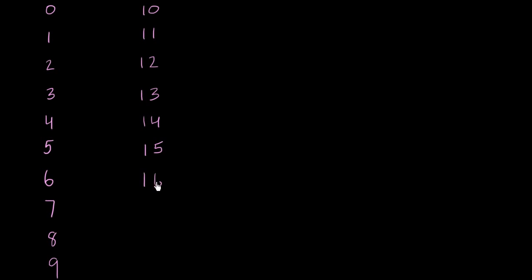Let's count together from 0 to 19. So we have 0, 1, 2, 3, 4, 5, 6, 7, 8, 9. And now we go to the two-digit numbers. And then we go to 10, 11, 12, 13, 14, 15, 16, 17, 18, and 19.